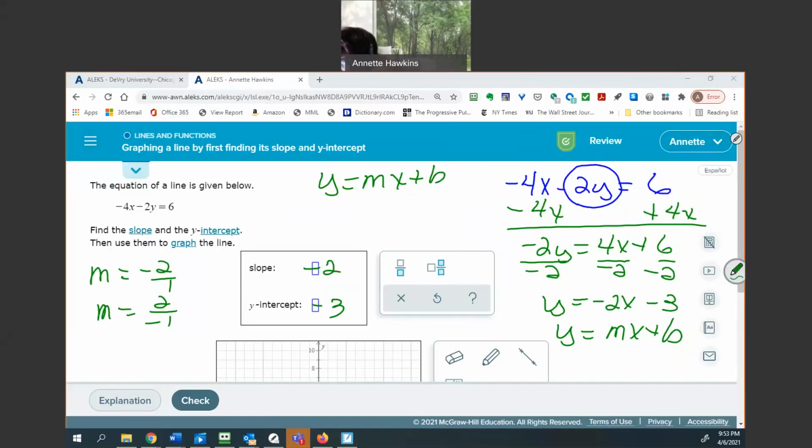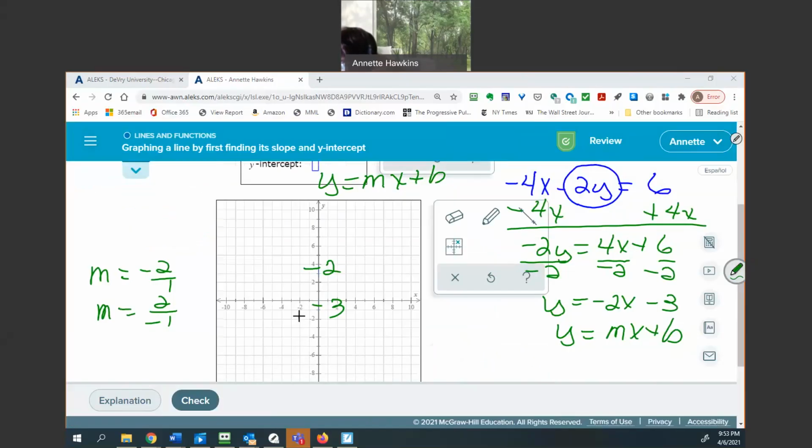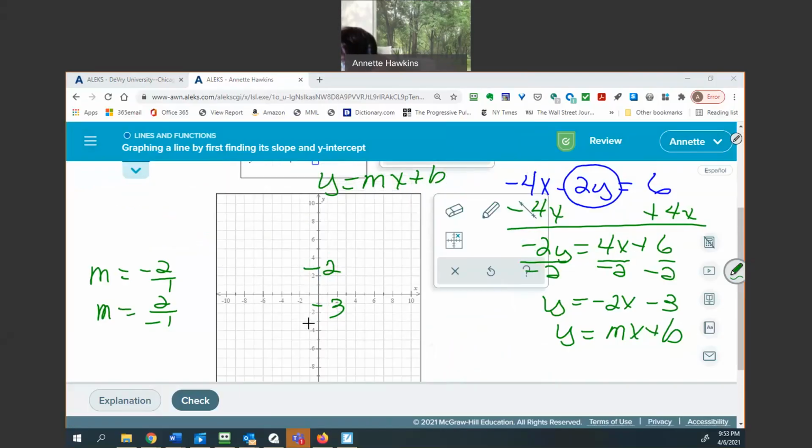So the first thing you do is go to your y-intercept, which is 0, negative 3. And the reason this is in the way is because I had to move this graph up. So I find 0, negative 3, and that's right here. And then I'm going to use my slope. Now, if I use this slope, I have to go down, and then if I use this, I go up. So let's do it both ways.